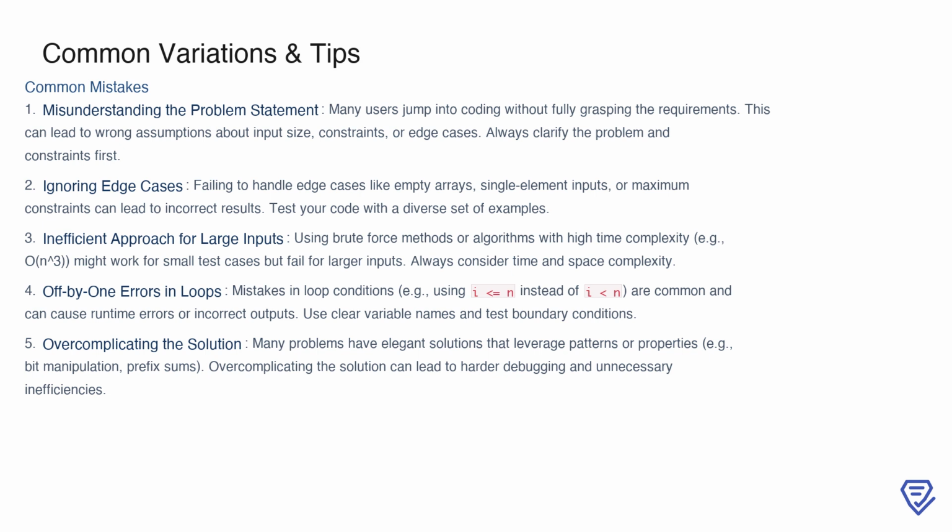Additionally, using an inefficient approach, such as brute force or algorithms with high time complexity, might pass small test cases but fail when inputs scale up. Be mindful of optimizing for both time and space complexity. Loop errors, like off-by-one mistakes in conditions, are also common and can lead to runtime issues. To mitigate this, use clear variable names and thoroughly test boundary conditions.